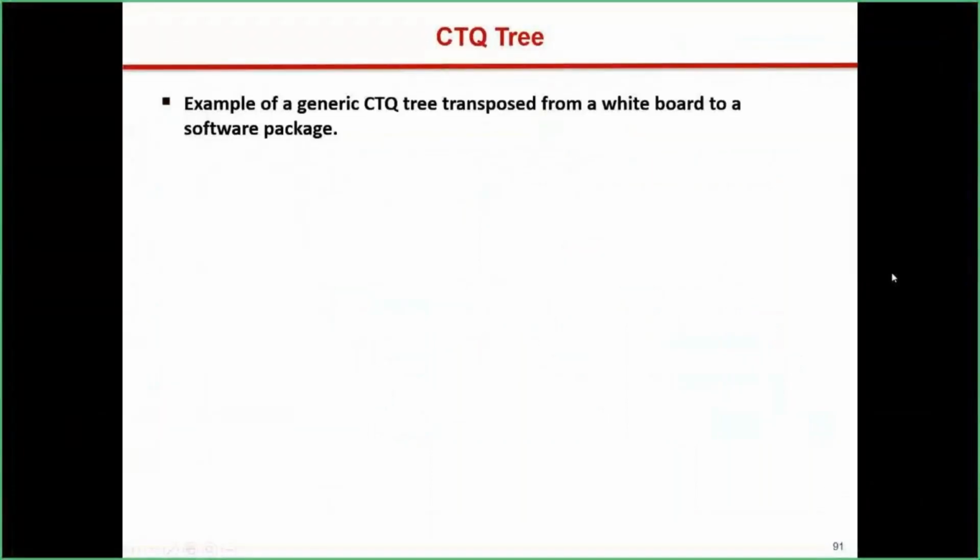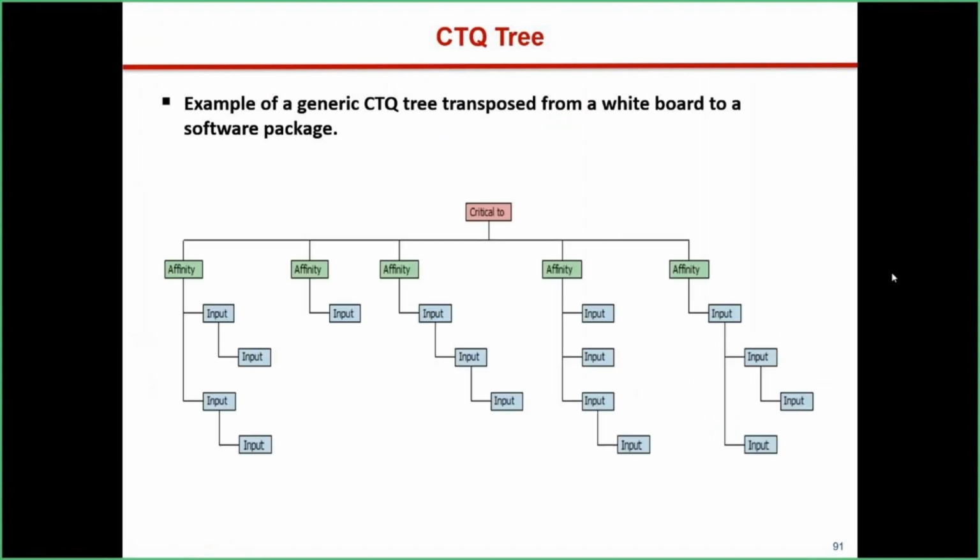So an example of a generic CTQ tree transfers from a whiteboard to a software package. This is how it looks. So you have critical to quality, you may have multiple parameters, and then you get input. So you have software packages available where you have to put the data in a specific format and it will automatically create a chart like this for you.